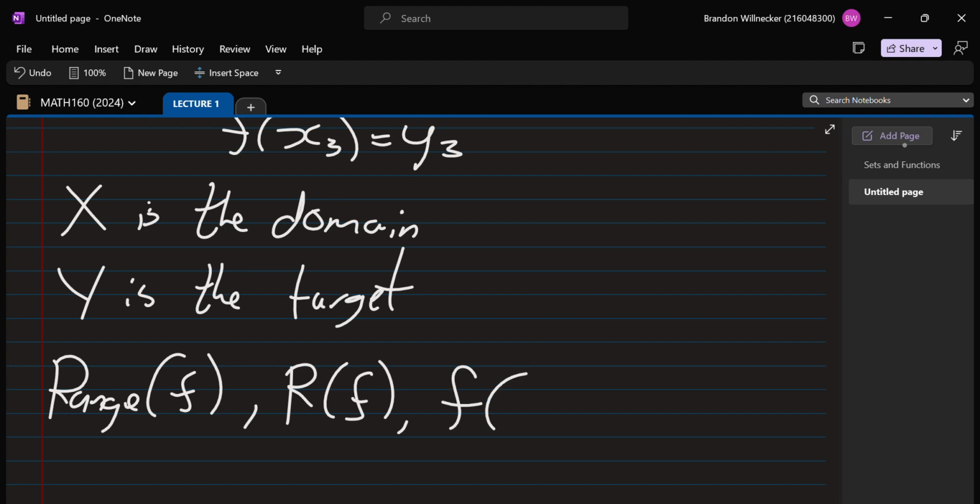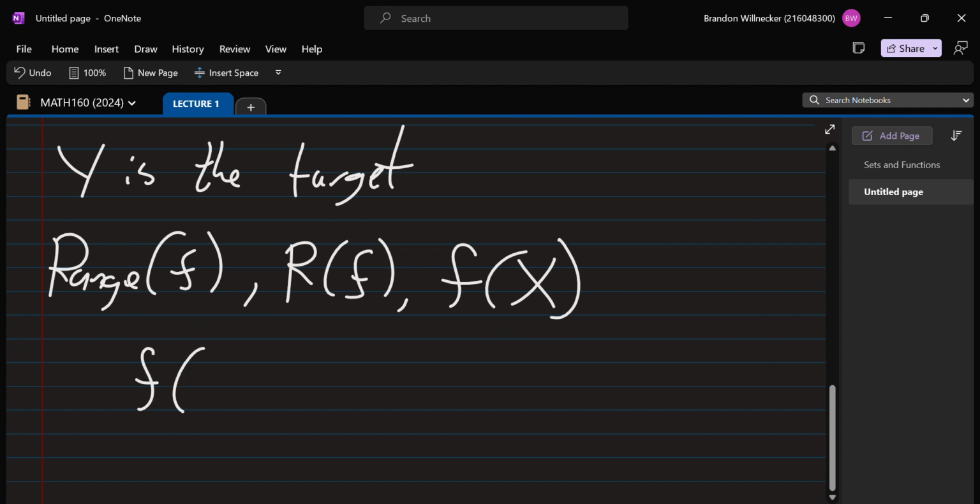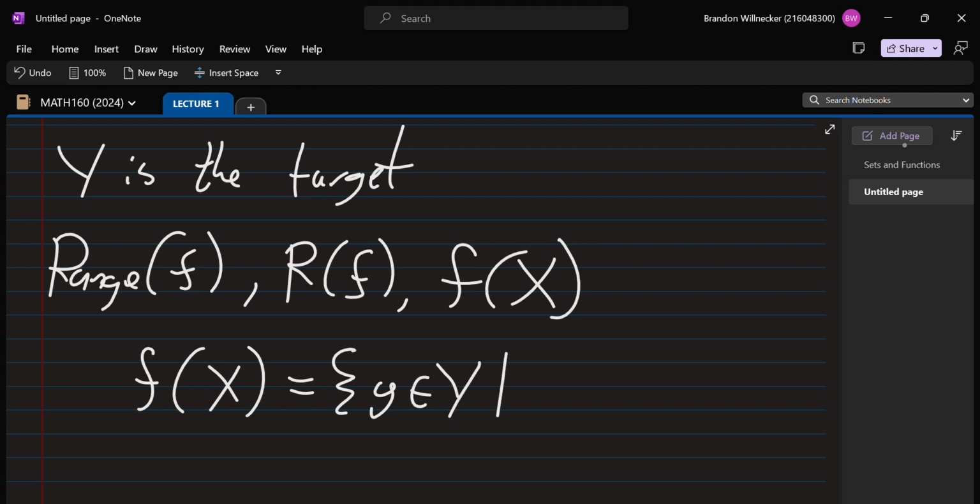write it as F, capital X. If I write F with a little x, that means the mapping from the set X to the set Y. F of the entire set is I'm mapping all of the elements, but that's just the range. So F of everything inside Y, that is the range. So F of everything is a set of all the elements in Y such that there's some X that is equal to that Y. We're using restricted comprehension.